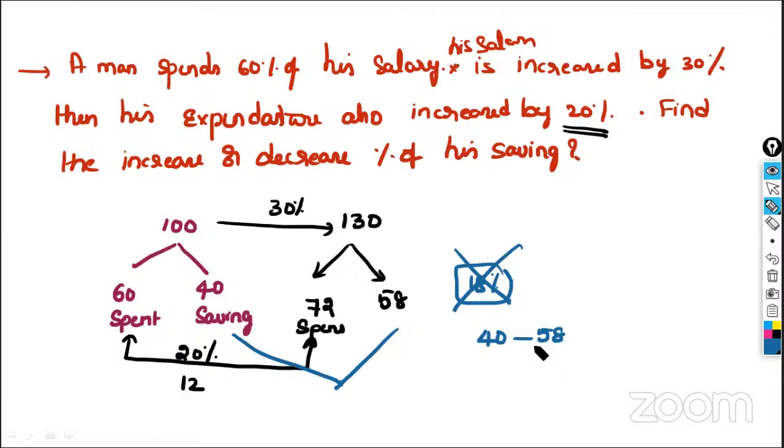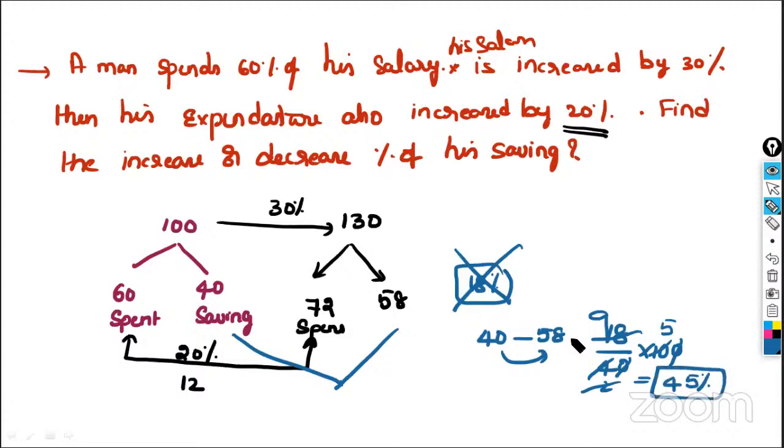Okay. Clear, all of you? How much percentage is increased? So how much increased first? 18 increased upon 40 into 100, right? So the 0s will be cancelled. So here 5, here 2, 2 nines, 9 fives, how much? 45% is increased, right? I told you.